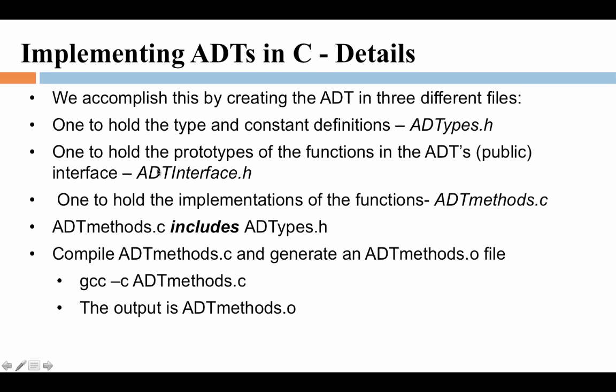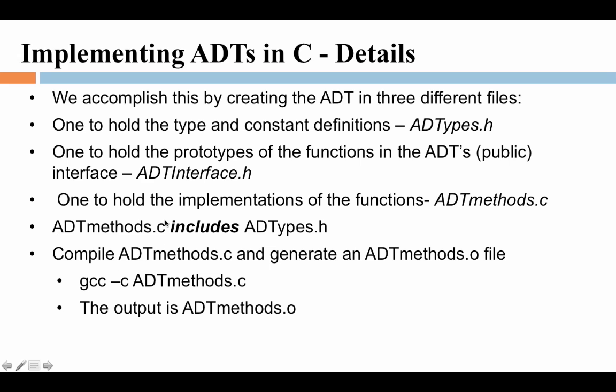To write these functions down, you may make other function calls, and you may write other functions. These functions, along with the functions which are described in the ADT interface.h, will be defined inside the ADT methods.c. Fine. So now you have realized the data type almost completely in the C programming language. Let us go through a little bit more of the details to complete everything.